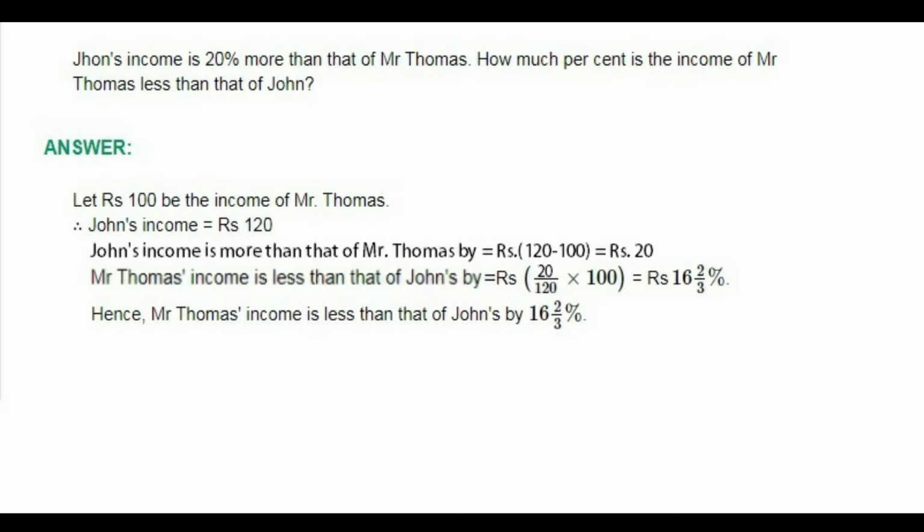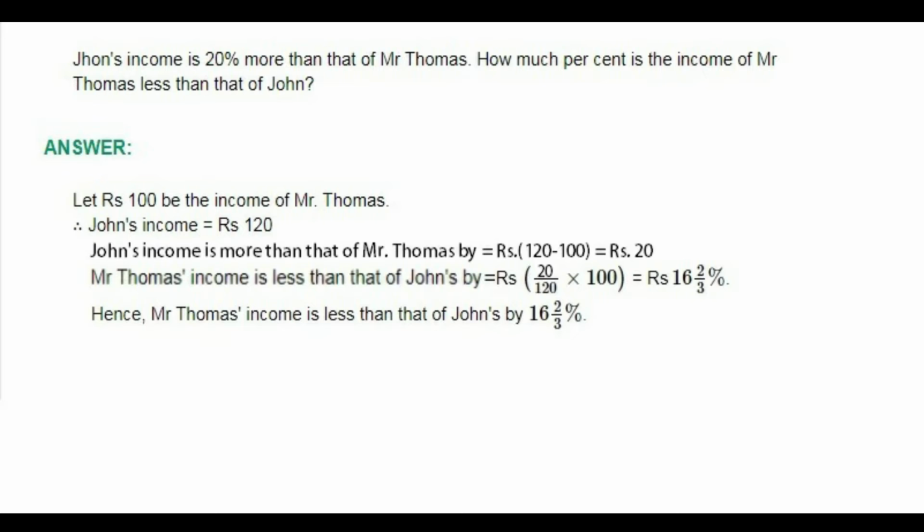So John's income is 20% more than Thomas. That doesn't mean Thomas' income is 20% less than that of John. So we don't know the income of Mr. Thomas, so we are assuming 100 is the income of Mr. Thomas. So John's income is 20% more, that is rupees 120, right? So by how much is John's income more than that of Mr. Thomas? By rupees 20. 120 minus 100 is rupees 20.